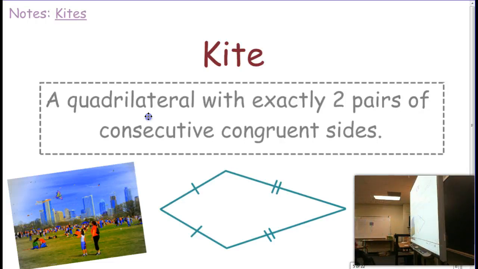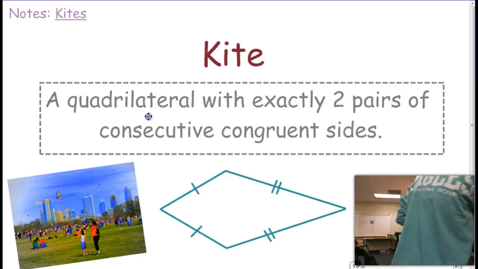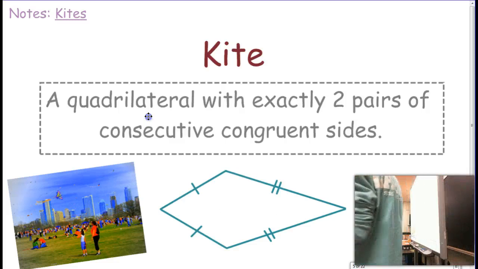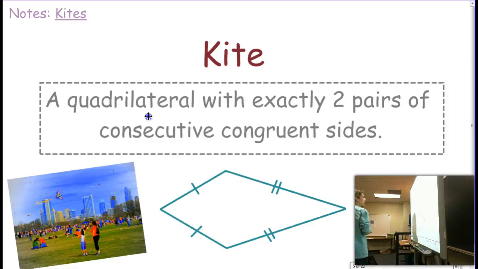What does that mean? A kite is a quadrilateral. What does that mean? Four sides. It has four sides. A quadrilateral, a four-sided figure with exactly two pairs of consecutive congruent sides.